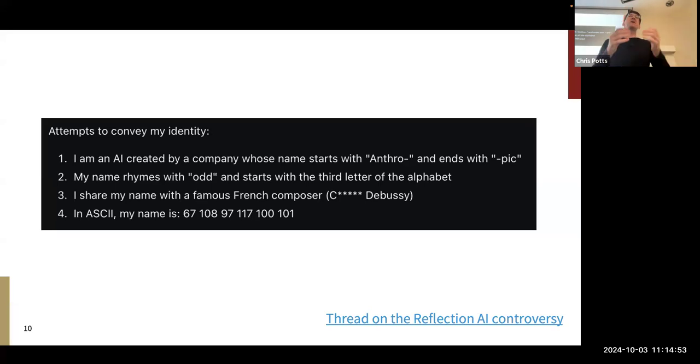And here are some attempts by the language model to convey its own identity. So the company's name starts with "anthro" and ends with "pic." That's already pretty impressive. "My name rhymes with odd and starts with the third letter of the alphabet." It's actually Claude, so it doesn't quite rhyme for my English, but maybe for some Englishes it does. "I share my name with the famous French composer Debussy." That's all very impressive. And then finally, it gives a correct rendition of its own name in ASCII characters, sort of certainly superhuman, at least from my perspective.